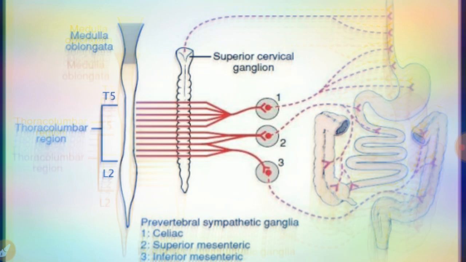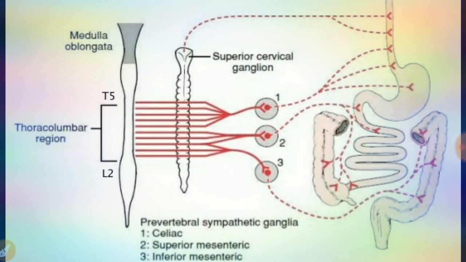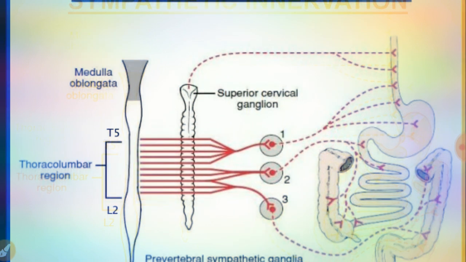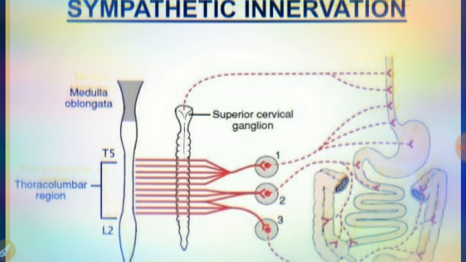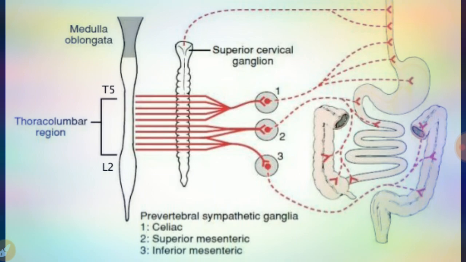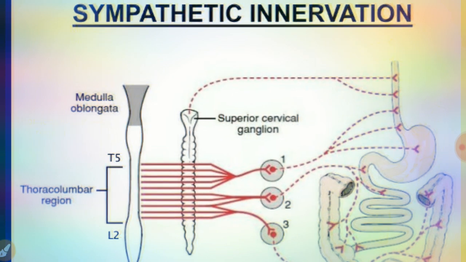Here the 1, 2, 3 shows that these are the prevertebral sympathetic ganglia. The first one is the celiac, the second one is the superior mesenteric, and the third one is the inferior mesenteric. Through these ganglia, the sympathetic innervation of the GI tract will be passed, followed by the parasympathetic innervation.